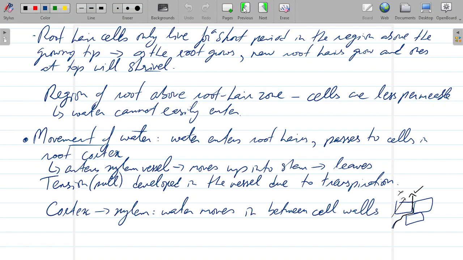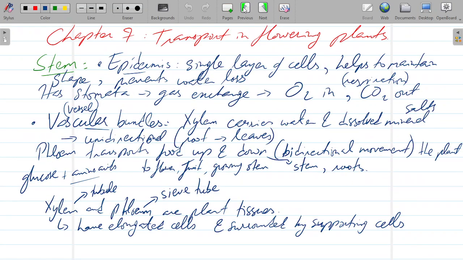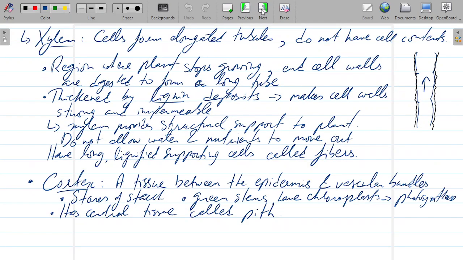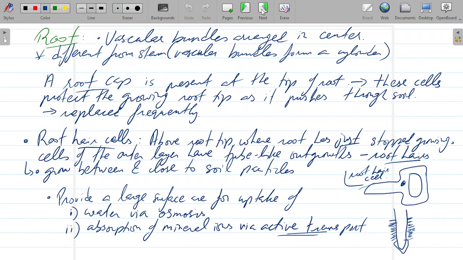The last time around, we started with chapter 7, which was transport in flowering plants. We talked about the structure of the stem. It has the epidermis and the vascular bundles with the xylem and the phloem. So we went into details of those, xylem in particular. Then we talked about the cortex.